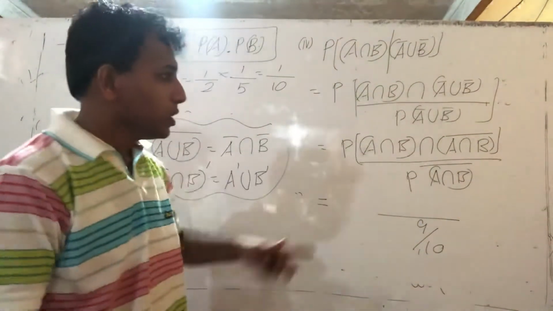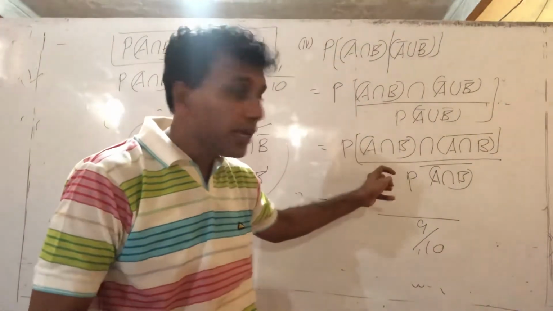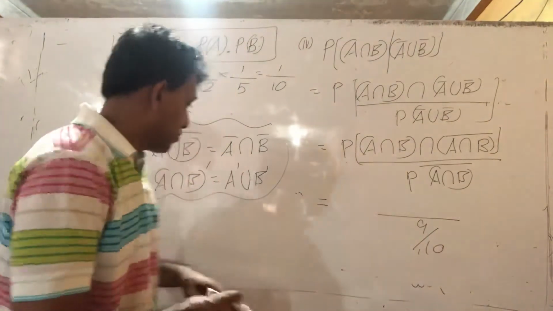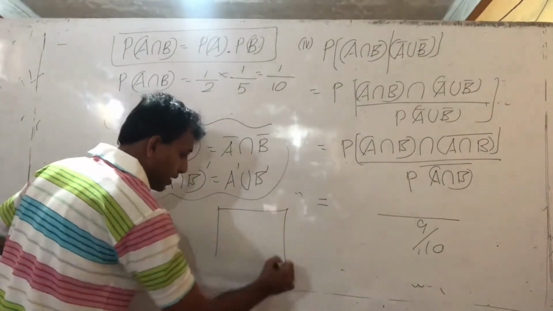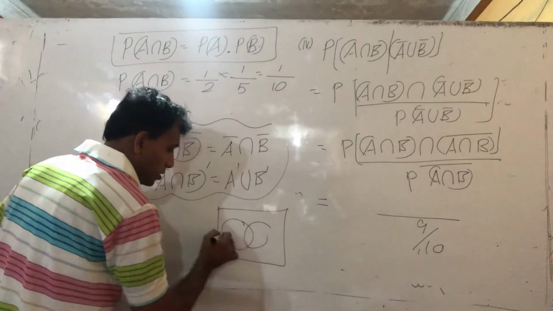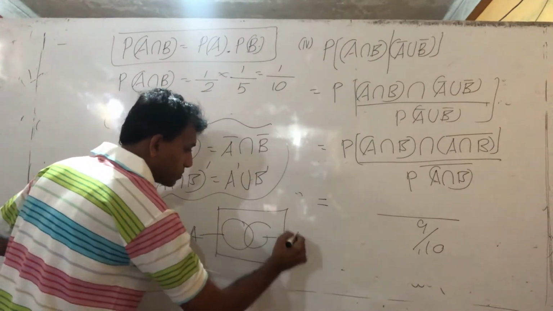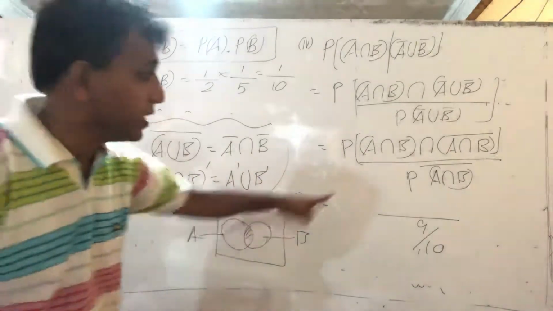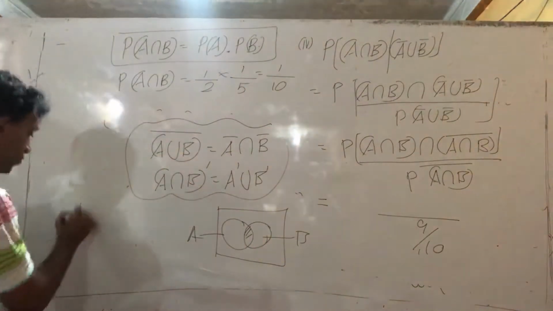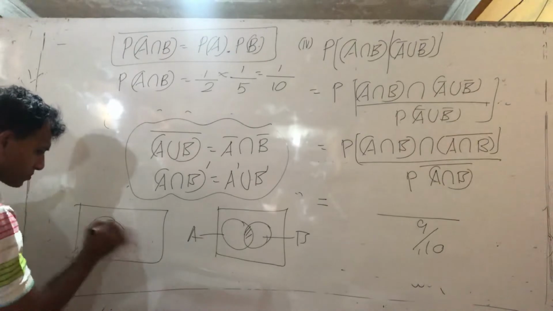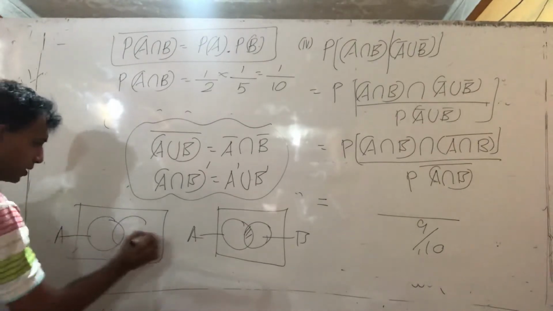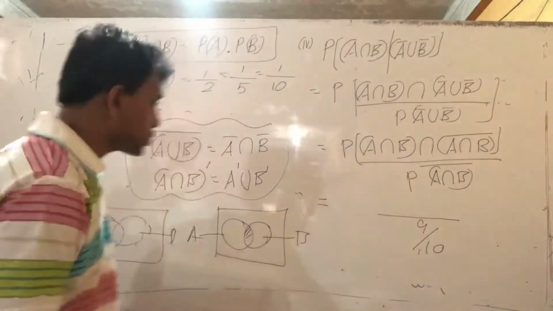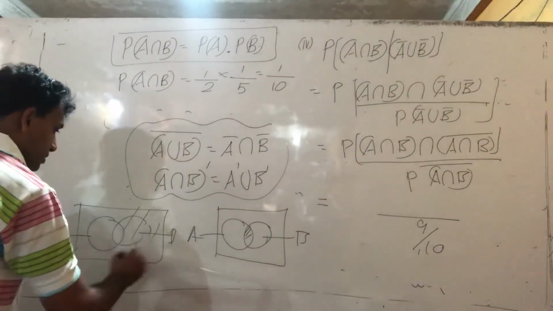What is above? A intersect B, without the A intersect B. For example, if I show once again the Venn diagram, here A, here B, this is A intersect B. Think about without A intersect B, the other side, not A intersect B, that is outside, is it? Like this.